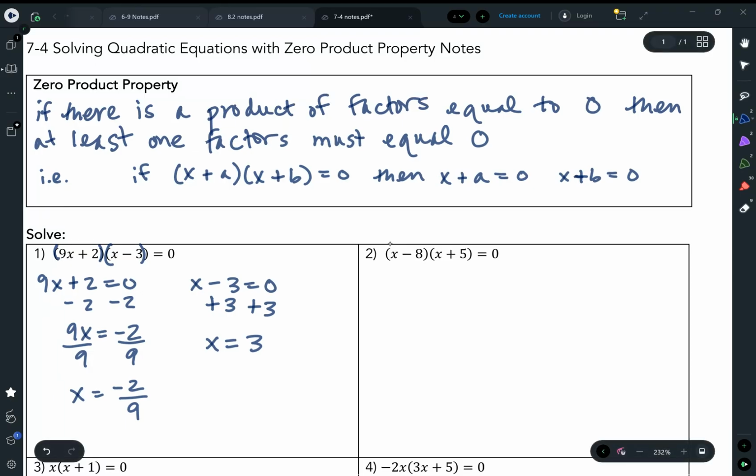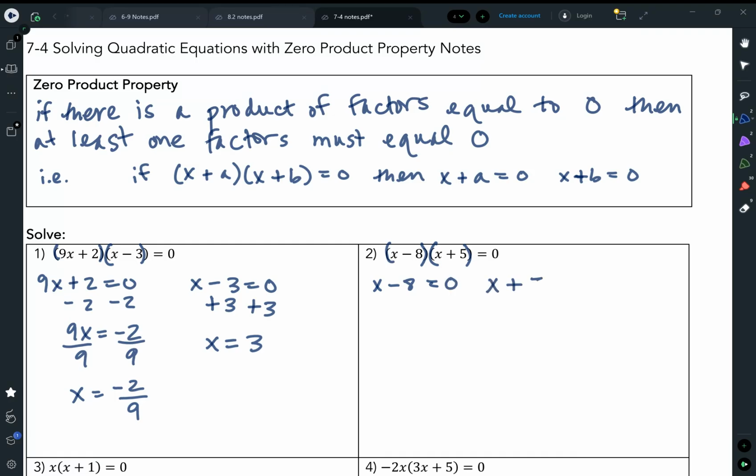The second one, I can see that this factor x minus 8 is being multiplied by the factor x plus 5. So either x minus 8 will equal 0 or x plus 5 will equal 0. So let's go ahead and solve both of those. The first one I'm just adding 8. The second one I am subtracting 5. So please show your work for full credit on this.